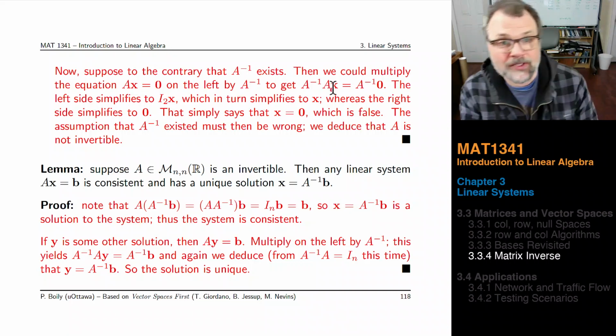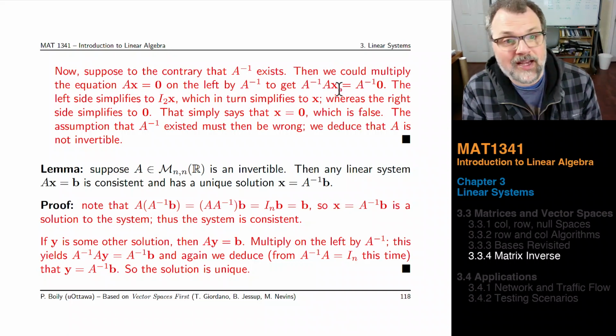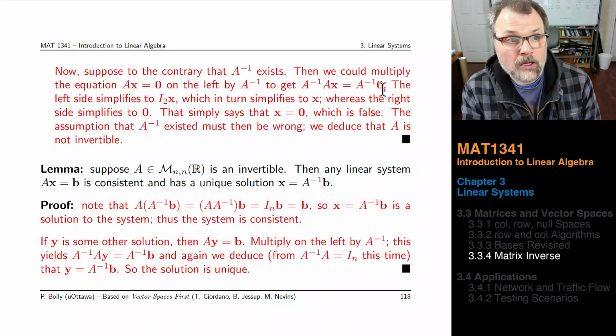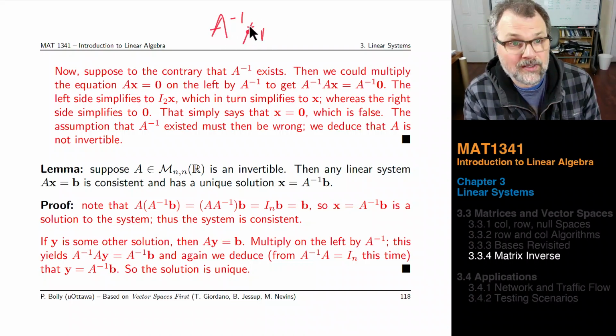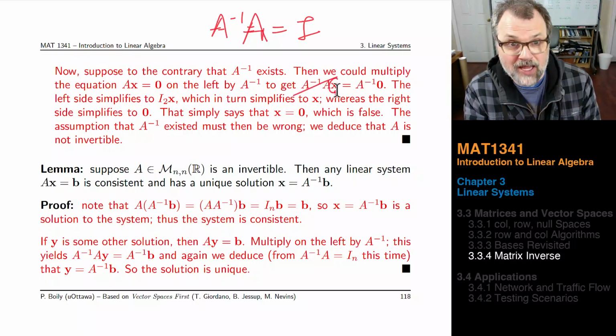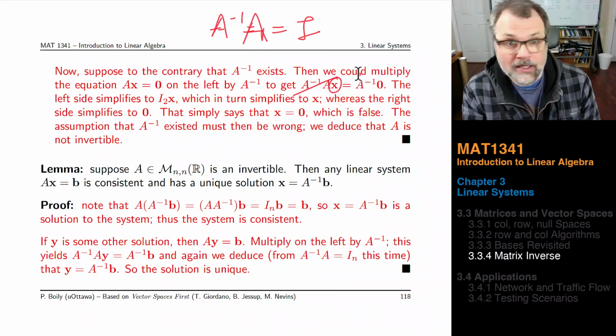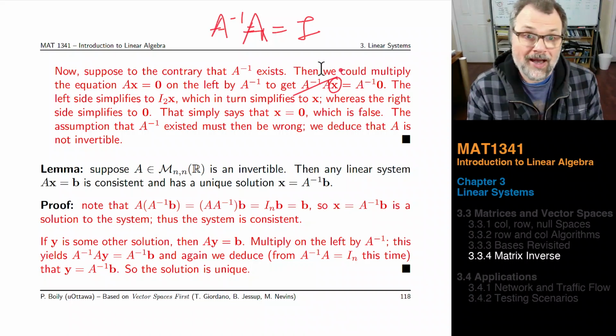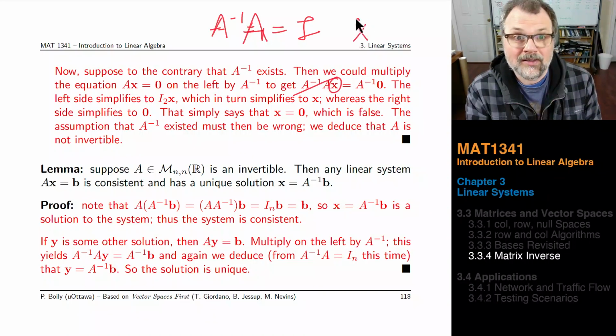We multiply by A inverse, and that would give us A inverse times A times x, which should be equal to A inverse times 0. On the left, A inverse times A, by definition, is going to be the identity matrix. So on the left, we have I2 times x, and that just gives you x. So this sort of disappears, and I just have an x. And on the right, I have A inverse times the 0 vector, and anything times the 0 vector gives me the 0 vector. So out of this, I get that x is equal to 0.